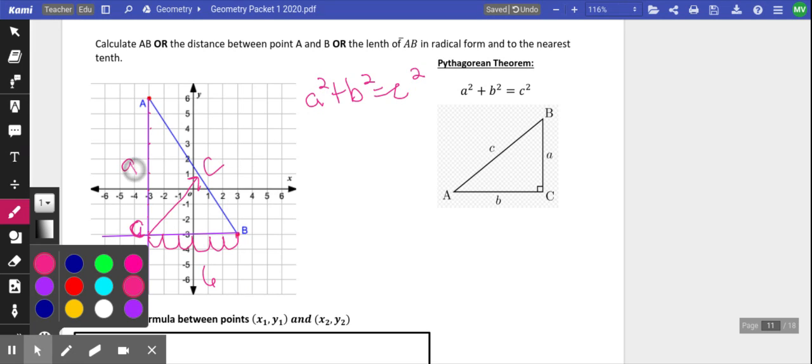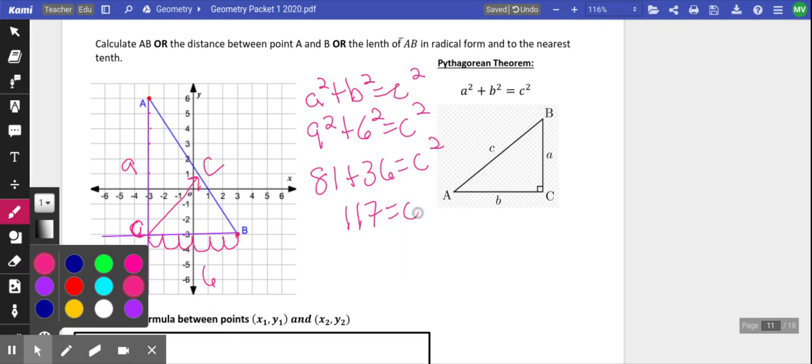A squared is going to be 9, plus b squared, 6 is b. So 9 squared is 81, plus 6 squared is 36. And then I add those two together. I always square first, then add, and I get 117 equals c squared. The opposite of squaring is taking the square root. So it's square root of 117 equals c.